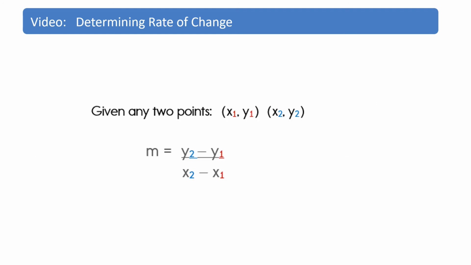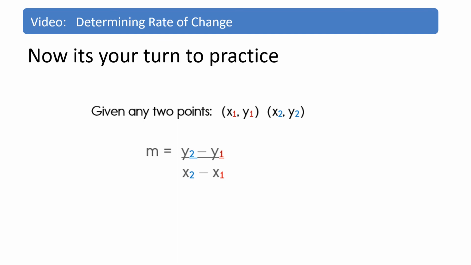Given any 2 points, x1, y1 and x2, y2, m is y2 minus y1 divided by x2 minus x1. This is a very important formula for us to know. Now it's your turn to practice.